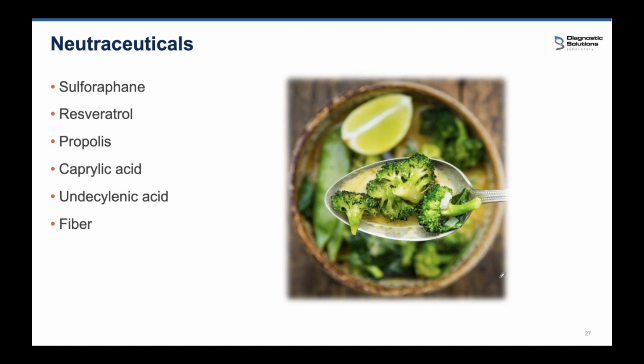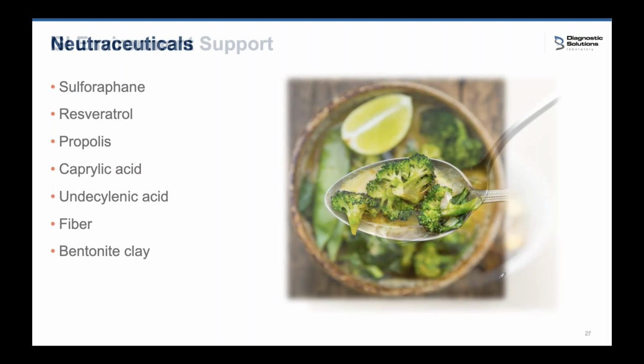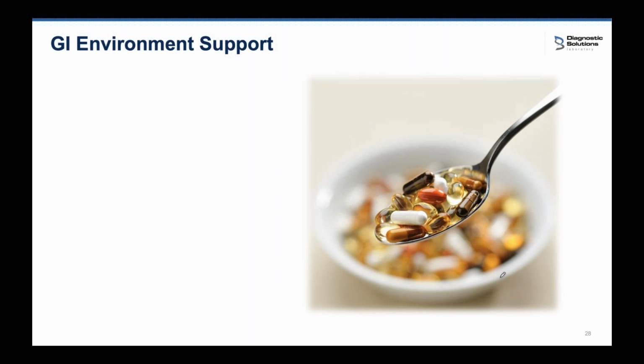And then fiber. I love using fiber in my protocols. It's going to boost your normal flora. It's going to help bind and eliminate toxins. It's going to be doing all sorts of great things for your colonic cells. And then bentonite clay I often toss in my protocols as well. So gut environment support: when you are treating an organism that can adapt to any environment, you just want to make that environment as healthy as possible.